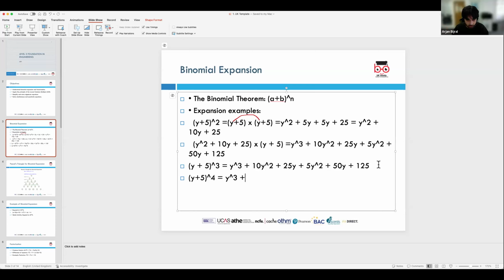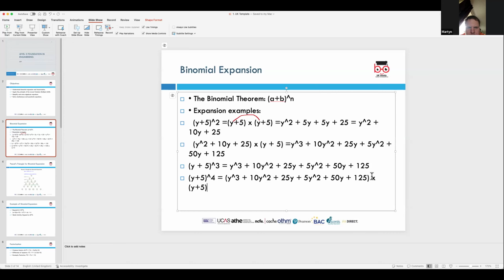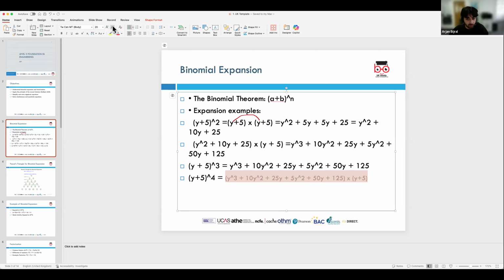Actually, wait, hold on. Uh, so I know that's gone to another line, but you can see, I hope, I'll try and just make it smaller. There we go. I hope that's not too small to see, but I've just taken this bit here, same as we did for this one, and I've just added a times by y plus 5 because it's 4 now, not 3, right?